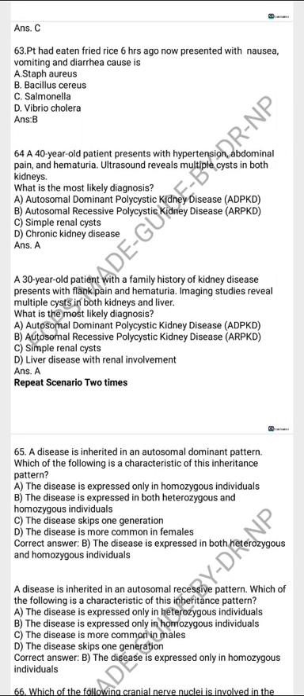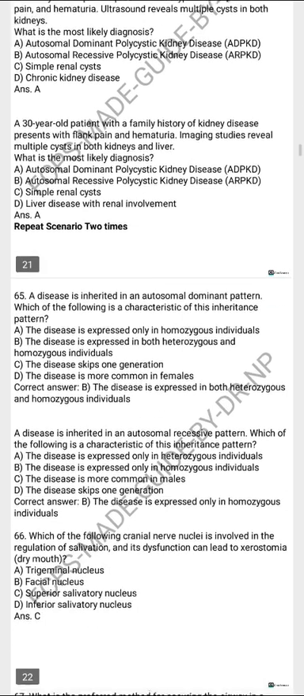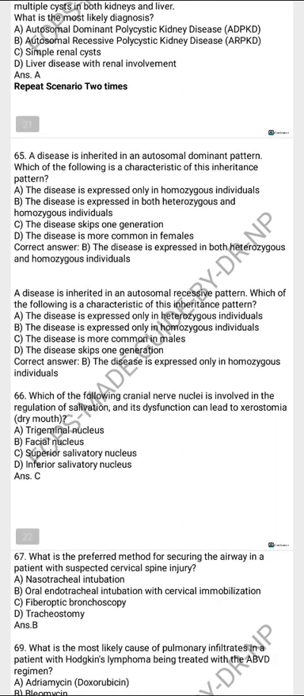Adult polycystic kidney disease. A 30-year-old presents with a family history of kidney disease, flank pain and hematuria. Imaging studies reveal multiple cysts in both kidneys and the liver. That is adult autosomal dominant polycystic kidney disease. The disease is inherited in an autosomal dominant pattern. Which of the following is characteristic of this inheritance pattern? The disease is expressed in both heterozygous and homozygous individuals. The disease is inherited in an autosomal recessive pattern.